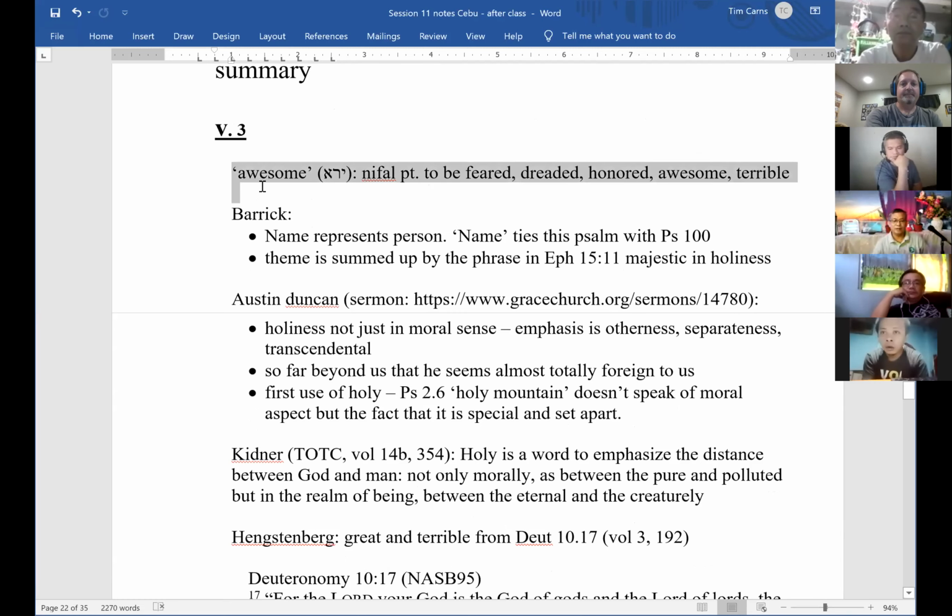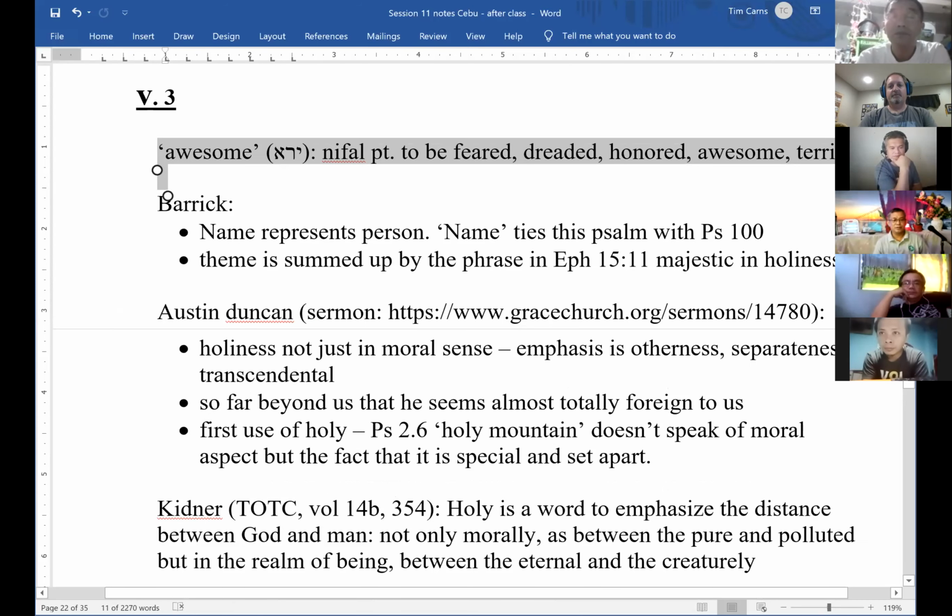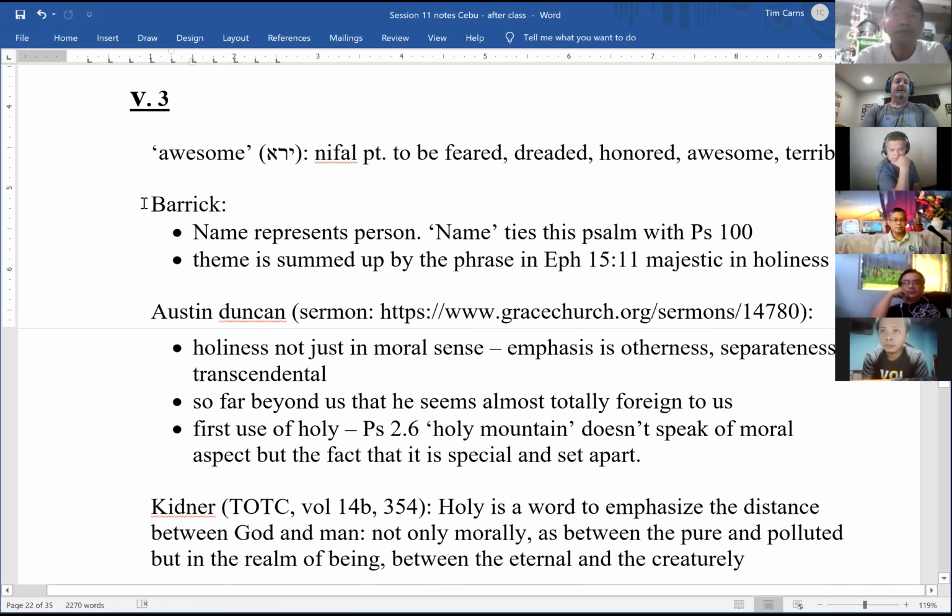I did sort of a brief word study. I just looked up the definition for awesome. Verse 3, Barak. These are the comments that I took from Dr. Barak on verse 3. So I put those, and notice I put his name here. And then I had some comments.